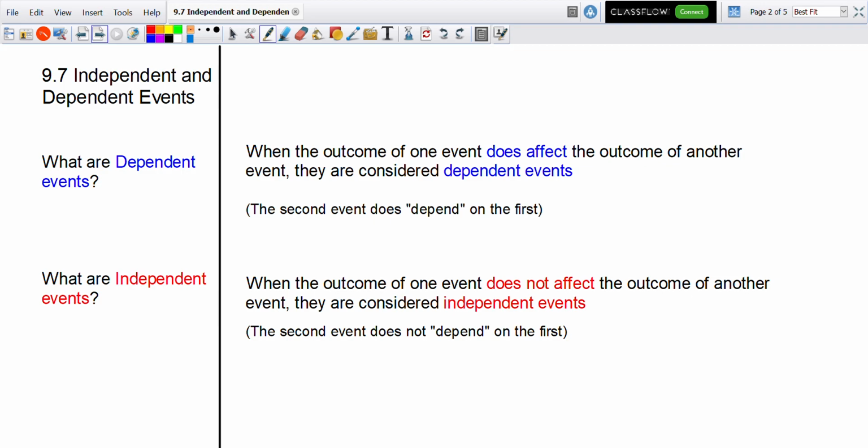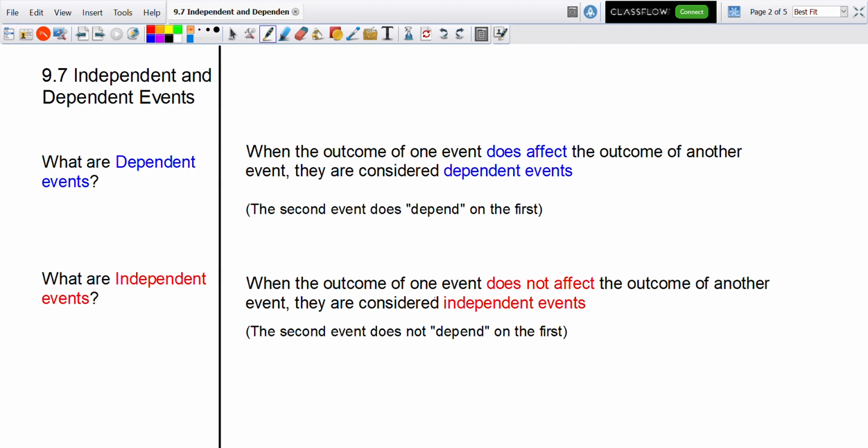So, what are dependent events? Dependent events are when the outcome of one event does affect the outcome of another event. Okay, they're considered dependent events. The second event would depend on the first. Okay, what are independent events? Independent events are when the outcome of one event does not affect the outcome of another event. So when it's not dependent on the first.